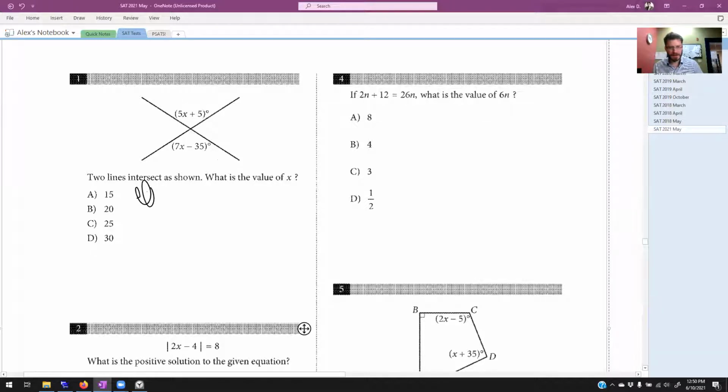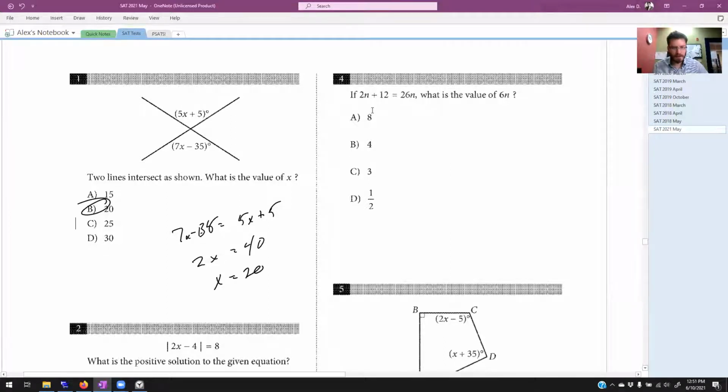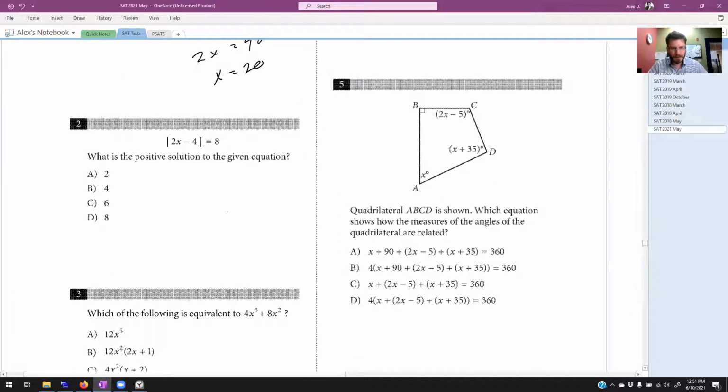So the first thing here is a vertical angle, so we know those are equal. 7x minus 35 equals 5x plus 5. Combine like terms: 2x equals 40, x equals 20. Number 2, absolute value: 2x minus 40 equals 8 and negative 8. So that is 2x equals 12. X is then 6.